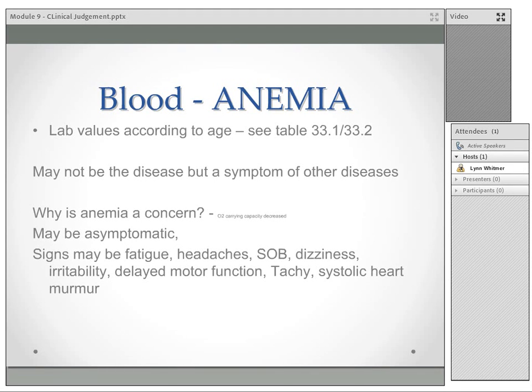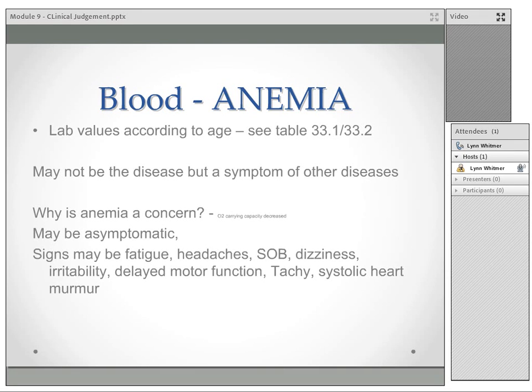Okay, anemia in itself is not necessarily a disease, but it is a symptom of multiple different diseases, and that is why they use it as a large category. Why is anemia of concern? Because the oxygen carrying capacity decreases if a patient is anemic. The symptoms are oftentimes either absent or very vague, and it's very difficult to identify that this is what the problem actually is, because children can present with lots of different complaints.